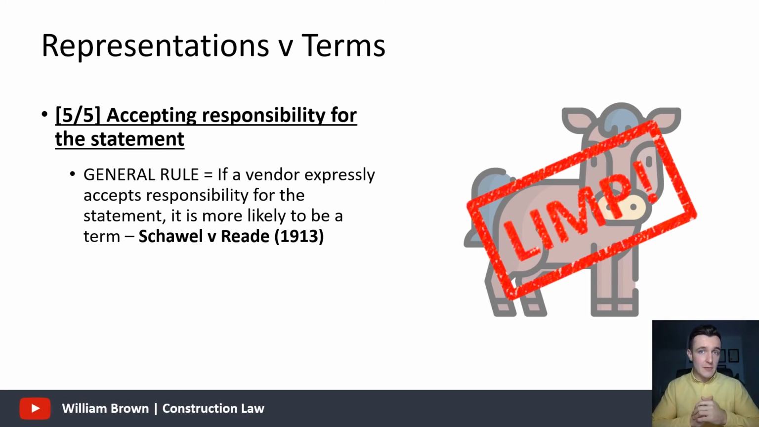It later transpired that the horse was a bit useless, it was not fit for studding, it was a limp horse, and ultimately the court had no problem in holding Mr. Reed's statement to be a term of the contract, and Mr. Schwall was entitled to damages and to repudiate the contract, return the horse and get his money back.